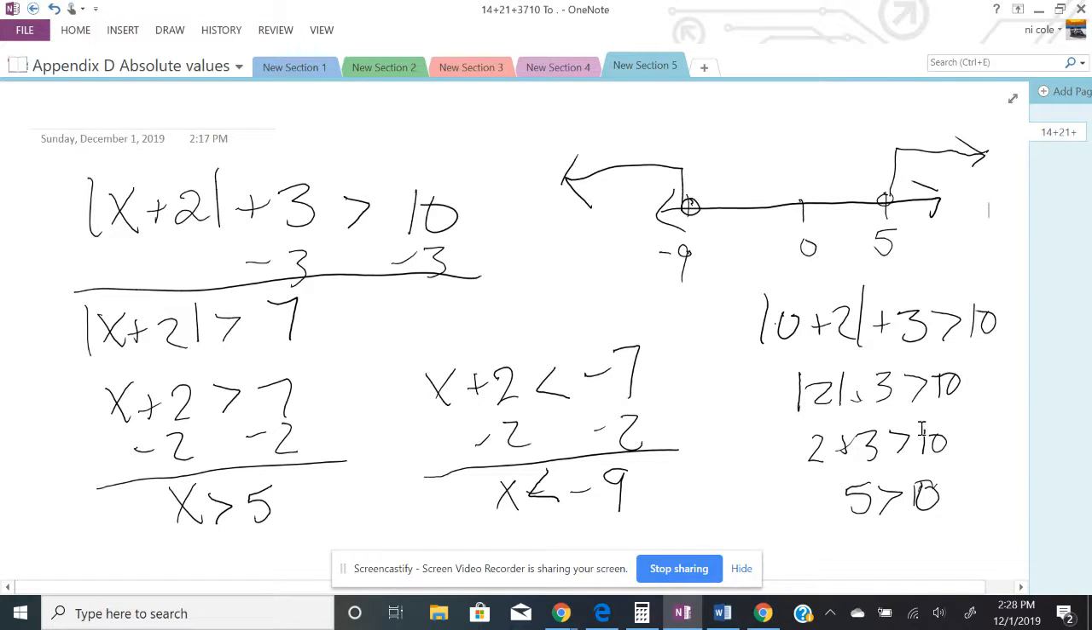But all your rules of solving hold the same. You just need to make sure that before you break it up into two equations, you get the absolute value by itself.